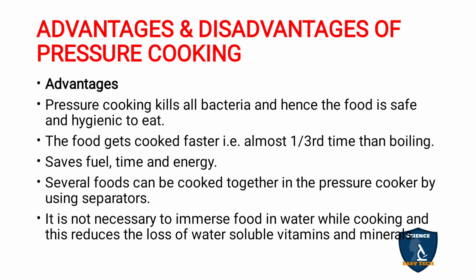When you are buying a big pressure cooker, they usually give 3 containers, so that you can use all the 3 containers at the same time. At the top you can use some vegetables, at the bottom you can use some rice, and in the middle you can use some dals, like that. So you can cook all 3 at the same time, and it is going to save your fuel, time as well as energy.